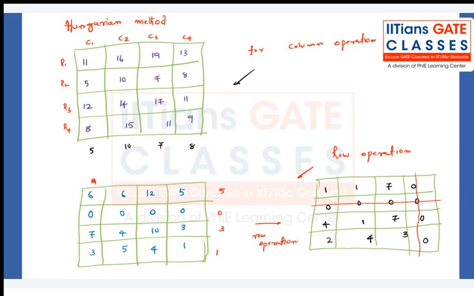The next step is to find the minimum among all non-striking elements. Non-striking elements means these elements, right? From all these elements, find the minimum. This one will be the minimum, right? Now you just deduct this from the non-striking elements, right? 1 minus 1 0, 1 minus 1 0, 7 minus 1 6, right?